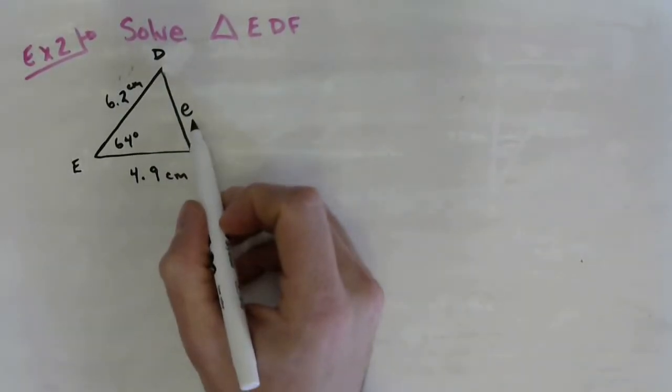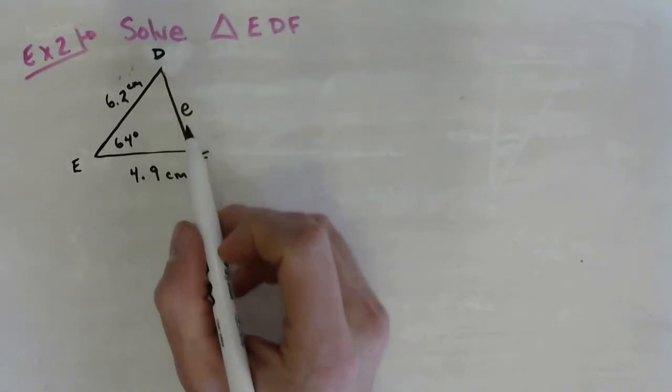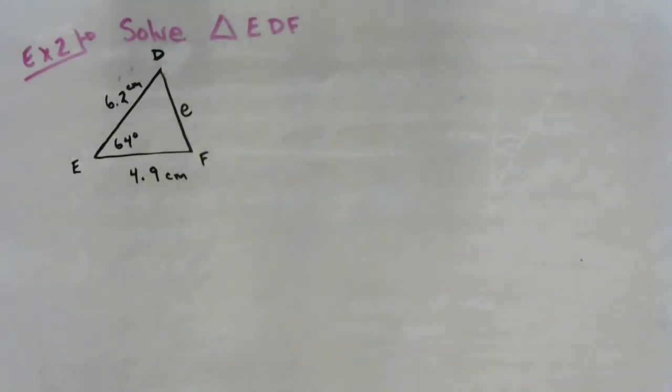And my one missing side length is E. And it's asking me to solve this triangle. What does it mean to solve? Find all angles and all sides. Very good. Find all the missing information, the angles that are missing and the side lengths that are missing.